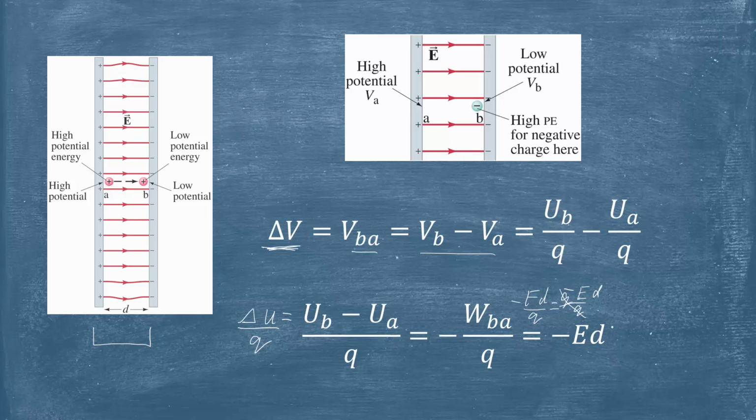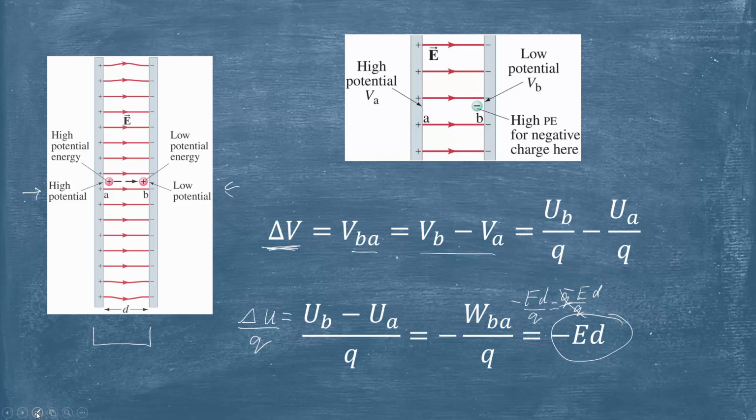So there's different ways to find your change in potential energy. This is often the easiest way if you have a constant electric field. So we typically take the positive side of parallel plates, or just positive charges, positive electric fields, to be high potential, and the negative side to be low potential.